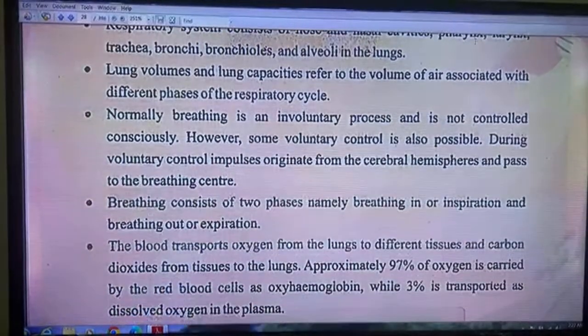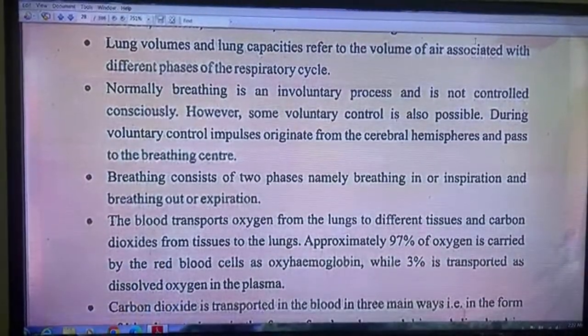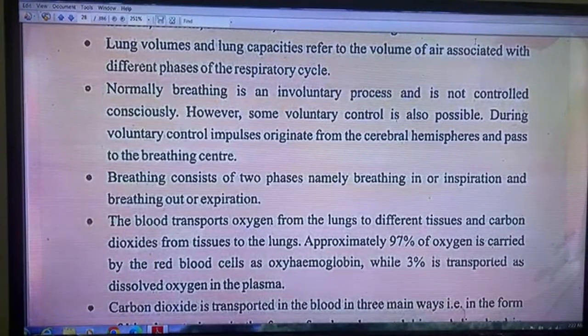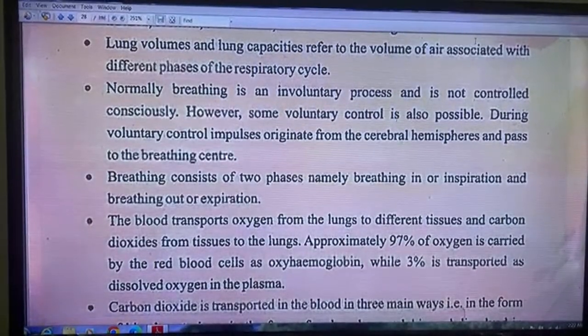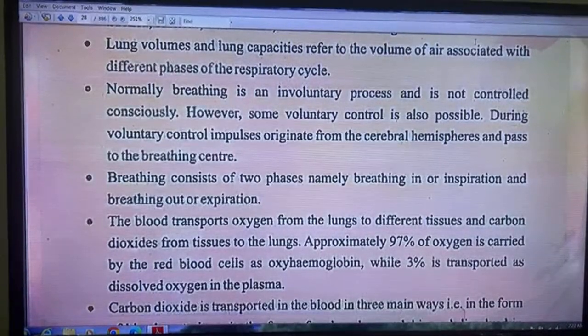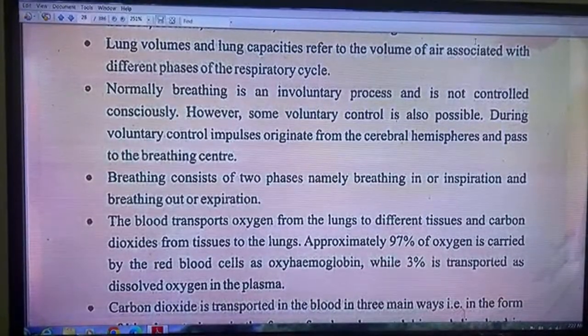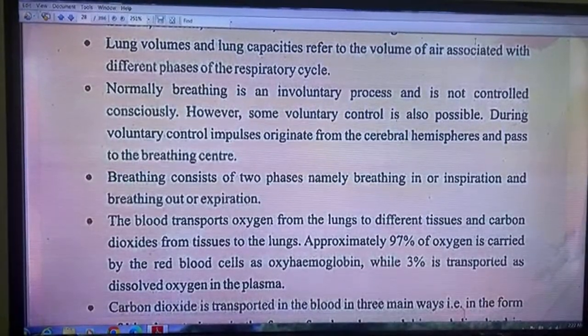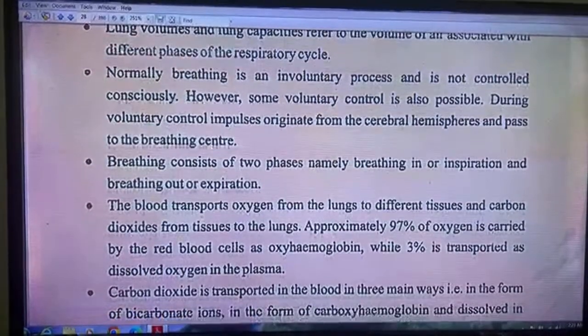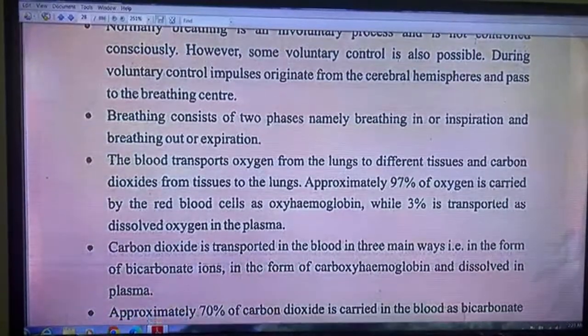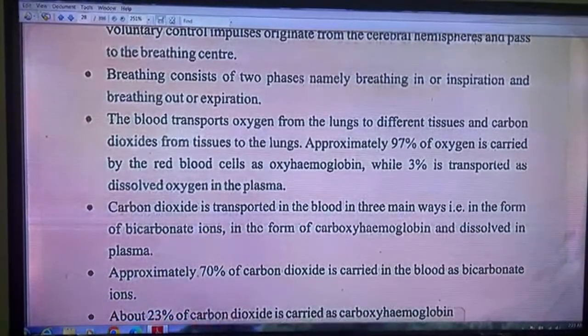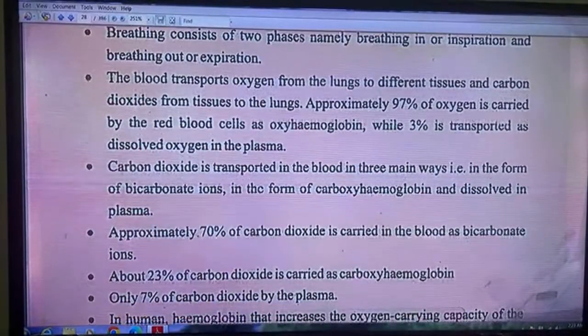Lung volume and lung capacity refer to the volume of air associated with different phases of the respiratory cycle. Normally, breathing is an involuntary process and is not controlled consciously. However, some voluntary control is also possible. During voluntary control, impulses originate from the cerebral hemispheres and pass to the breathing center. Breathing consists of two phases, namely breathing in or inspiration and breathing out or expiration.